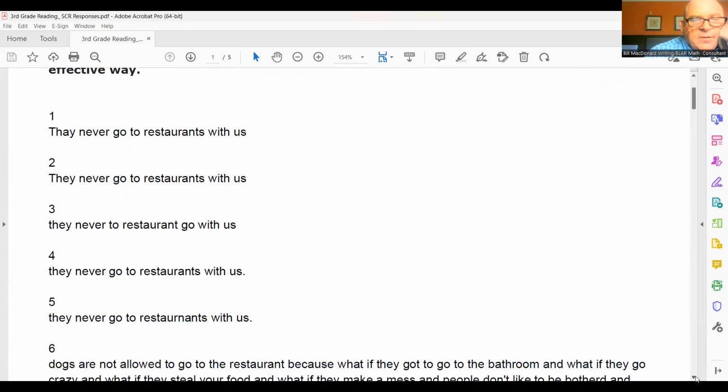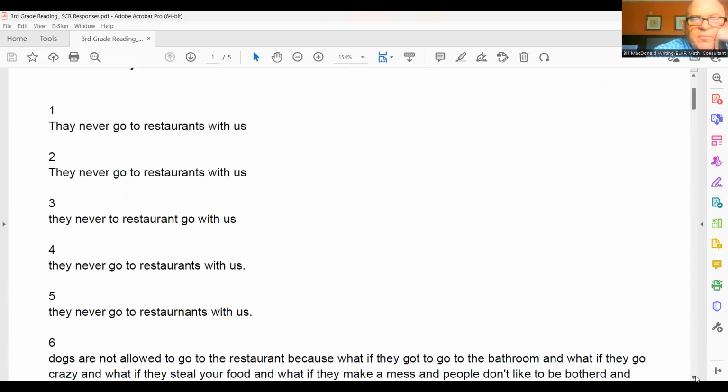Number two, capital, they never go to restaurants with us. There's not a period this time. The spelling is correct, but remember, they're not grading the conventions according to my friend who went to the meeting with the state. So if the student has the correct organization of the words without changing the meaning of the content, then they get the point. So number two would also get a point. Number one, in spite of the lack of spelling on the first word and the punctuation at the end, would still get the point.